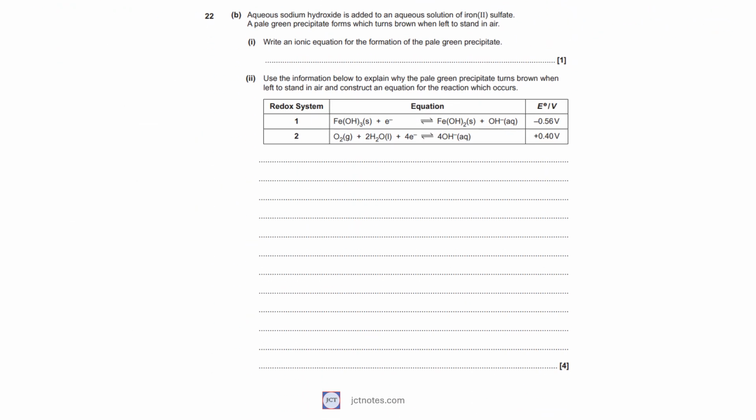In part B of question 22, we have aqueous sodium hydroxide added to an aqueous solution of iron 2 sulfate. A pale green precipitate forms which turns brown when left to stand in air. We have two questions. In the first question, we are asked to write an ionic equation for the formation of the pale green precipitate. Note, the next question gives a clue of what is going on.